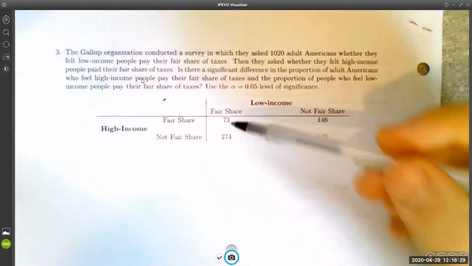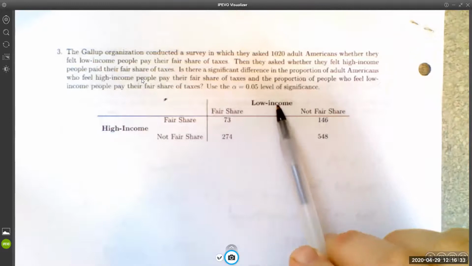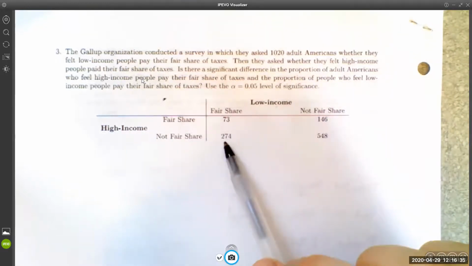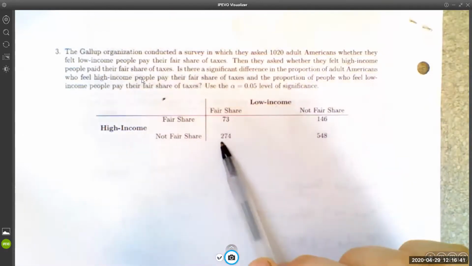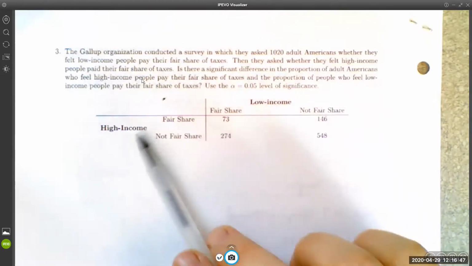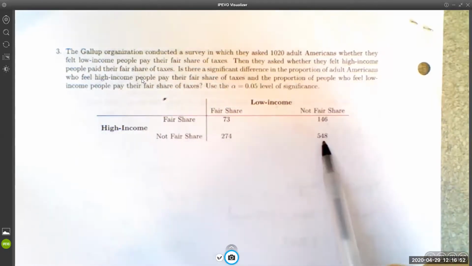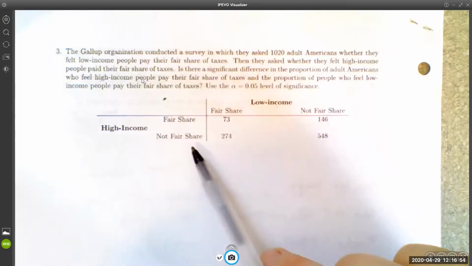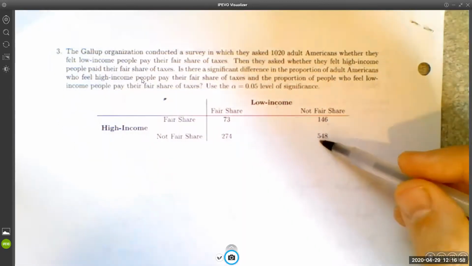So 73 people said that both high income and low income people pay their fair share. 274 people said that high income people don't pay their fair share, but low income people do. 146 people said high income people pay their fair share, but low income people don't. And then 548 said that neither high income nor low income people pay their fair share. Man, and that's the majority of people.